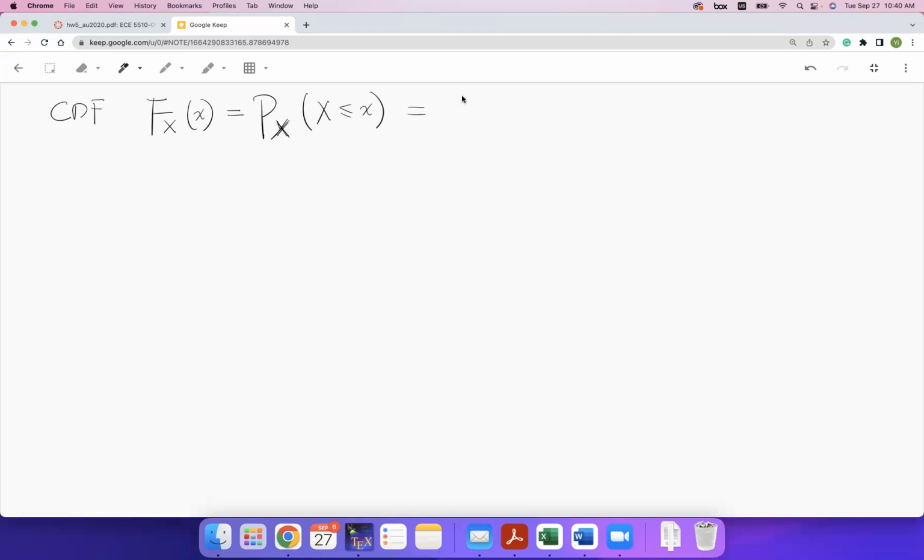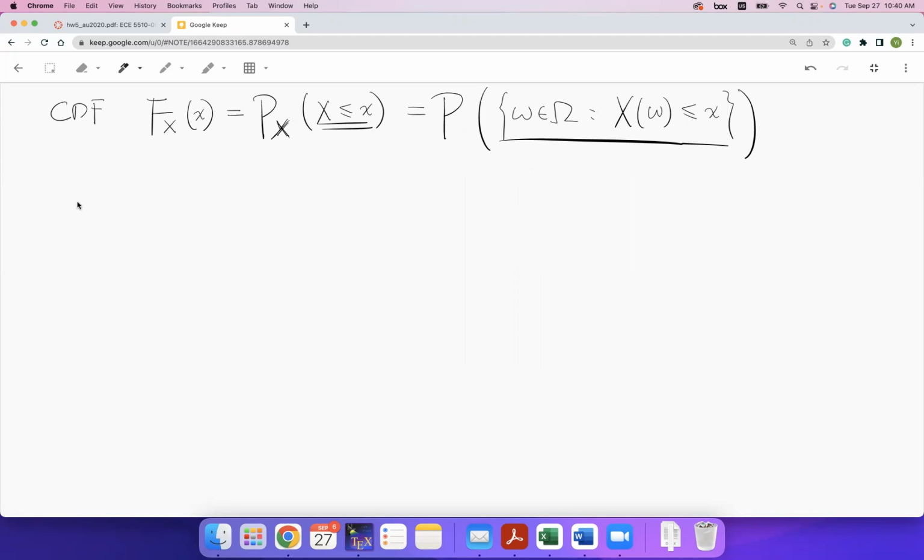But in practice, when we evaluate this, we need to go back to the original probability space. So we need to figure out what is the event in the original probability space that generates such an event for this random variable. So we're looking at the collection of all the possible outcomes such that their corresponding random variable is less than or equal to x. And then for this event, we evaluate the probability in the original probability space.